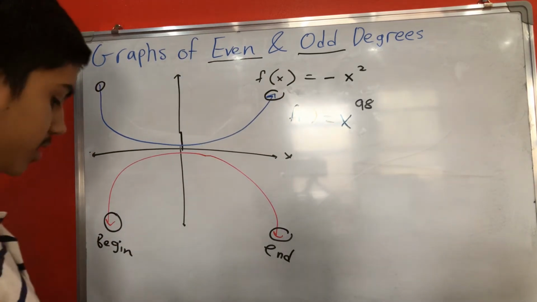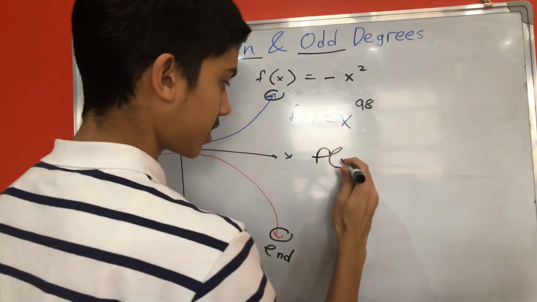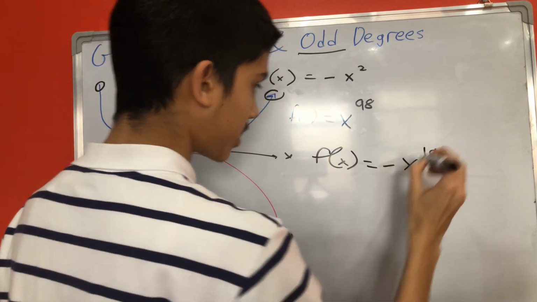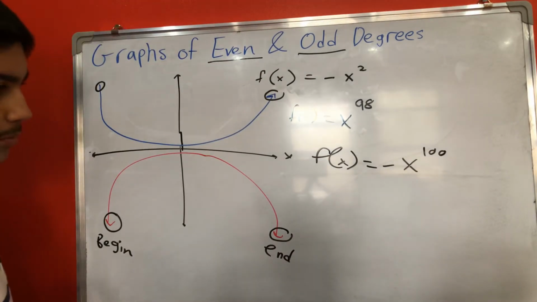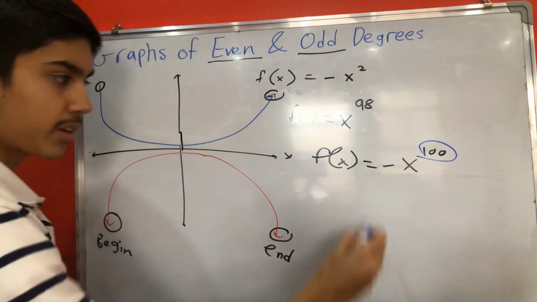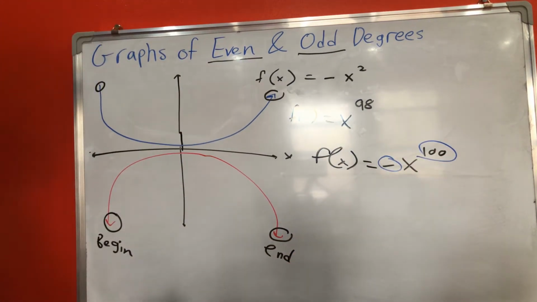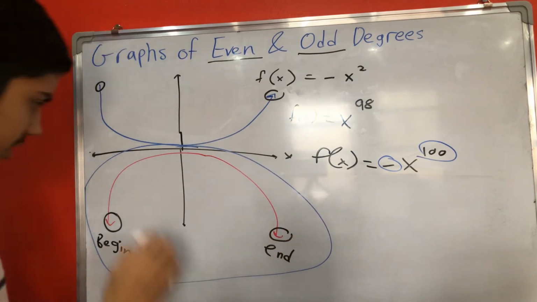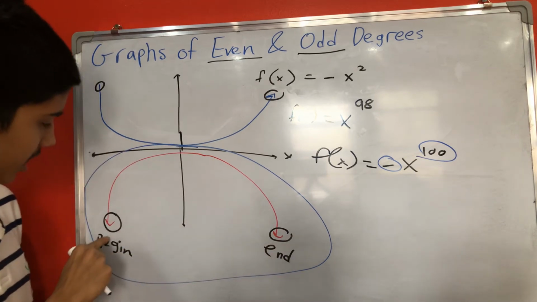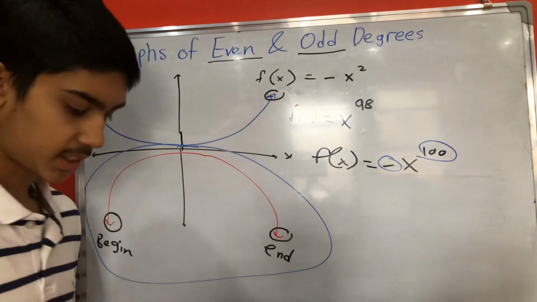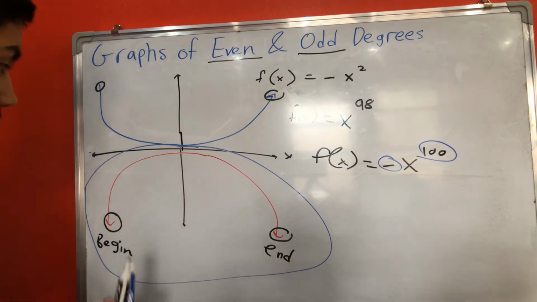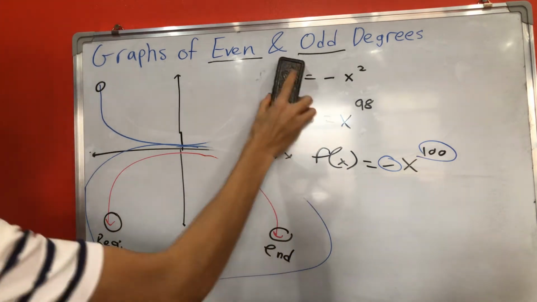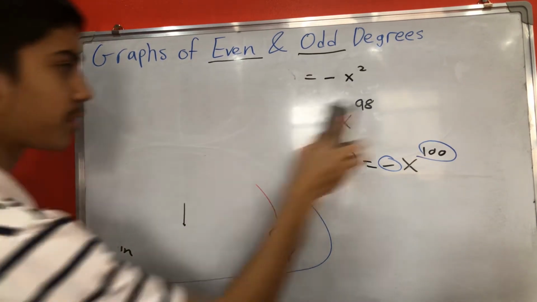And so what if we have something like this? We have f of x is equal to negative x to the 100 power. Well, this is even degree also, because 100 is even, but we have a negative sign. So then it will actually look like this graph we have right here. Because since it's negative, it's going to be a sad face, and it's going to begin and end below the x-axis. The most important thing about even degrees though is that it begins and ends in the same part of the x-axis.